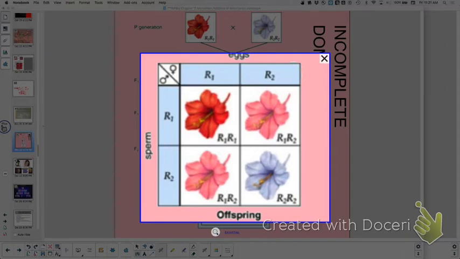If this were codominance, how would this look? I'd still have red flowers. I'd still have white flowers. But what would these flowers look like? Red petals and white petals.